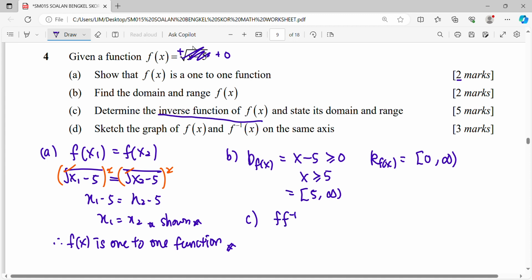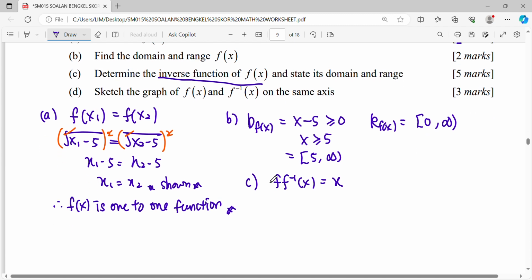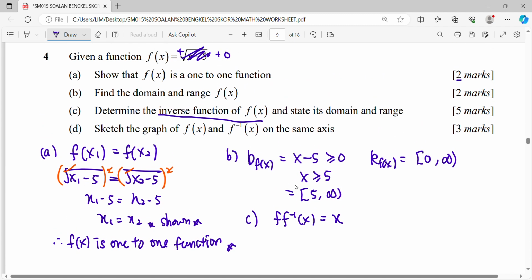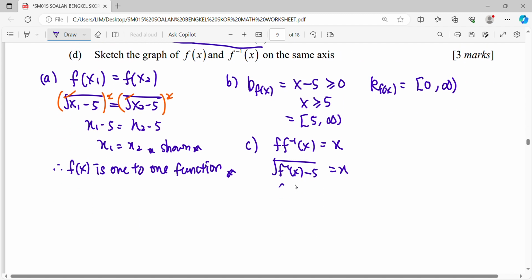Question C. Find the inverse function. f inverse of f(x) equals x. So substitute f inverse into the place of x: the square root of f inverse minus 5 equals x. Find out your f inverse here. Square both sides, you get x squared. So f inverse equals x squared plus 5.